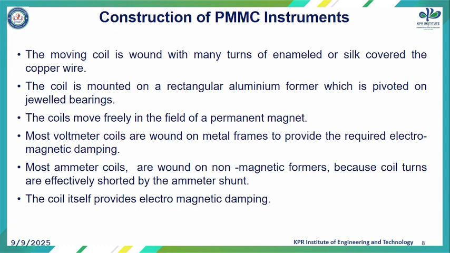Construction of the permanent magnet moving coil instrument. The moving coil is wound with many turns of enameled or silk covered copper wire. The coil is mounted on a rectangular aluminum former which is pivoted on the jeweled bearings. The coil moves freely in the field of the permanent magnet. The voltmeter coils are wound on metal frames to provide the required electromagnetic damping. Most ammeter coils are wound on non-magnetic formers because coil turns are effectively shortened by the ammeter shunt. The coil itself provides the electromagnetic damping.